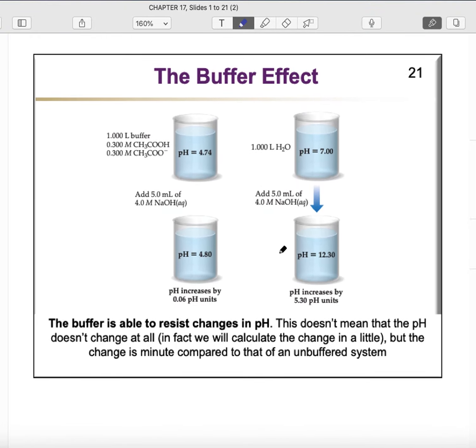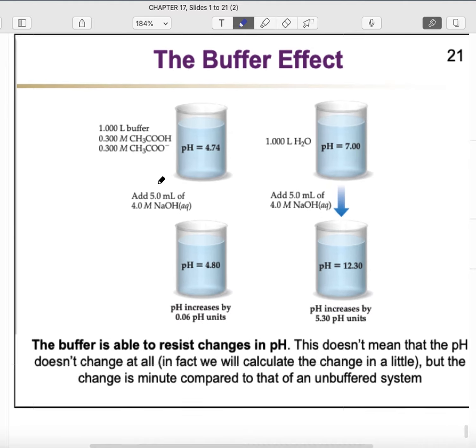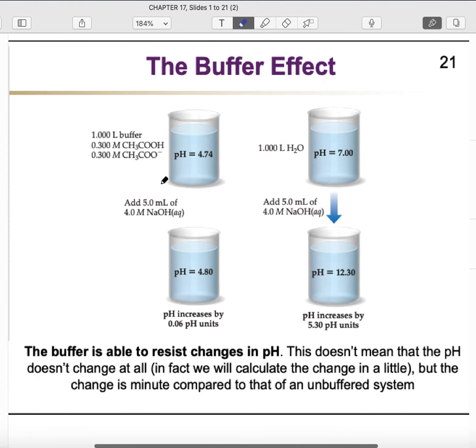In this slide, I wanted to show you the effect of a buffer. On the left-hand side, I have a buffer system. On the right-hand side, I have just water. They are of the same volume, 1 liter. The one on the left has an acetate buffer. Notice that we have acetic acid together with the acetate ion, both at the same exact concentration, and the pH of that solution is 4.74. Here on the right-hand side, I have water, which initially has a pH of 7.